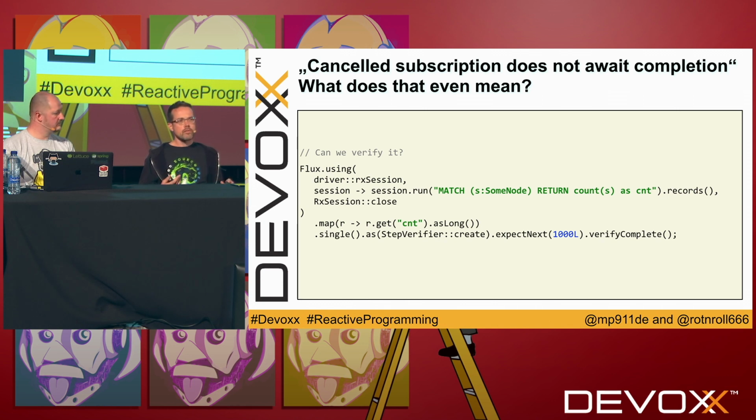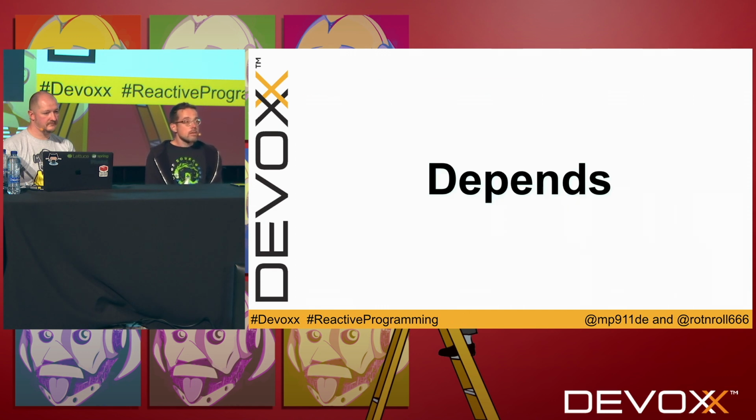But can I verify whether it has been written to the database or not? So in this other query, which I will issue after the previous one, I count the number of nodes in the database that have been stored, get the result from it, map it to a long, and express an expectation on it. It should be 1,000 nodes. The answer to that question, whether it can be verified, depends a lot.